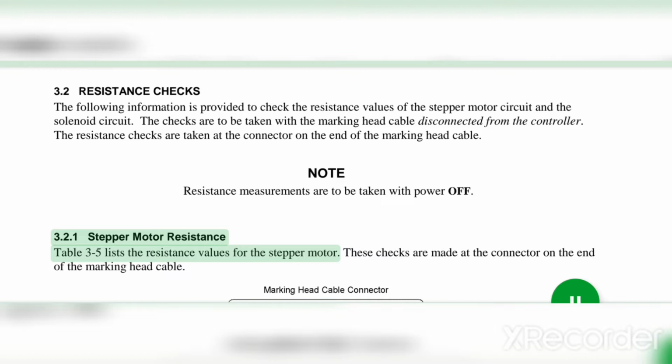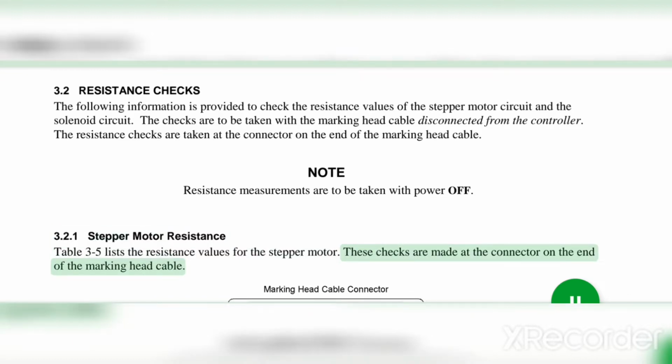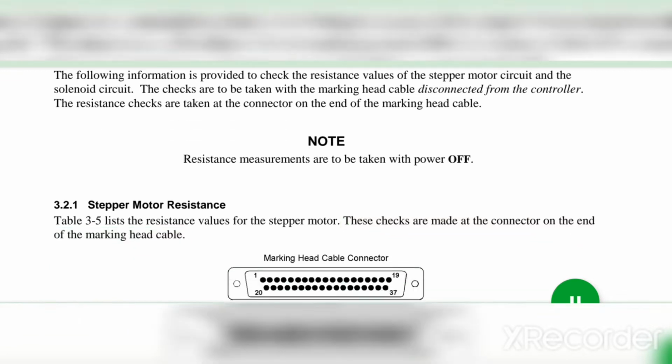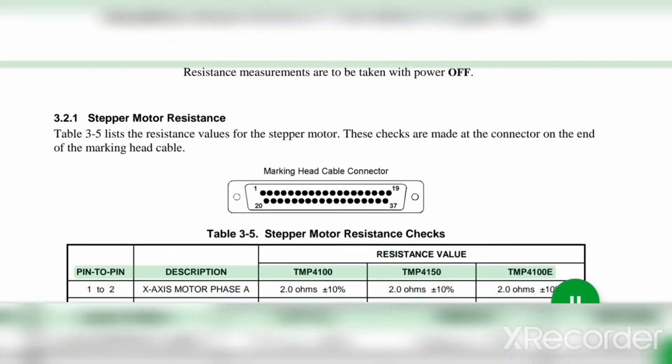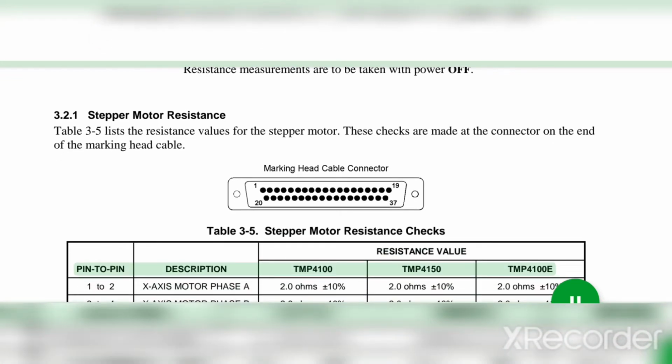3.2.1 Stepper motor resistance. Table 3-5 lists the resistance values for the stepper motor. These checks are made at the connector on the end of the marking head cable. Table 3-5. Stepper motor resistance checks. Resistance value. Pin 2, pin description. TMP 4100, TMP 4150, TMP 4100E.